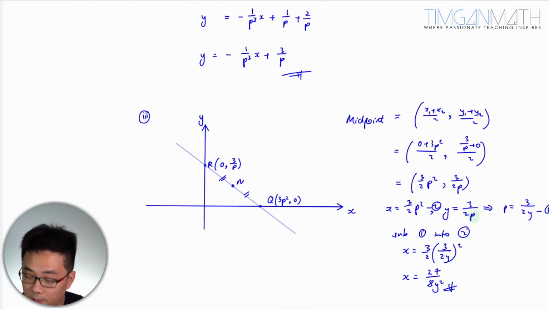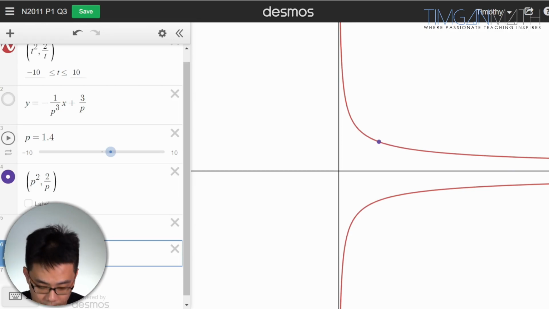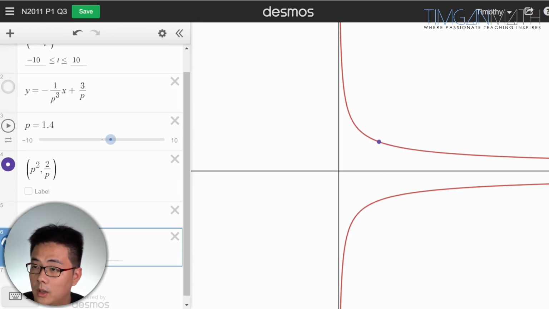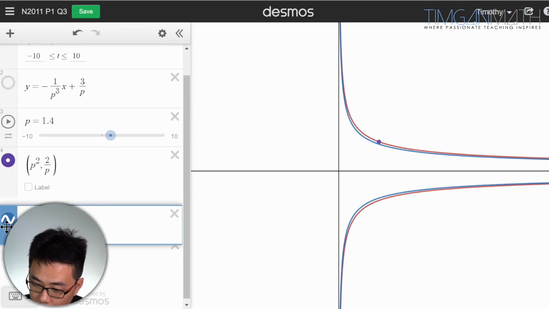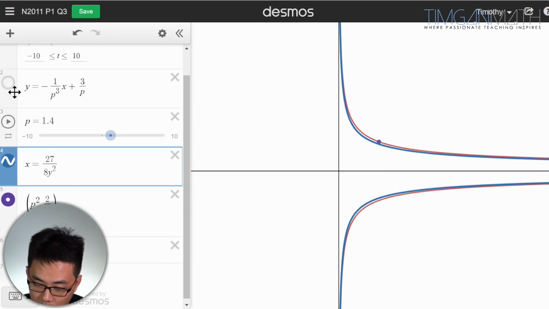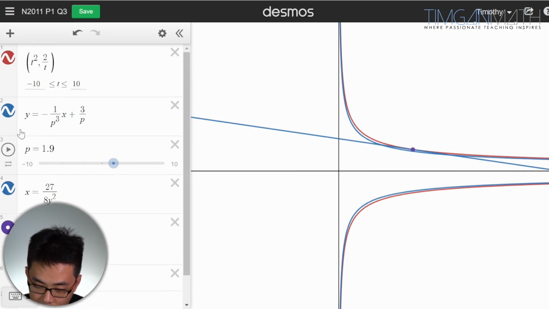So what does this mean? It means that if you were to plot this equation, let me show you. Do they want it in terms of y? So this is the Cartesian equation. If we were to plot this in, 27 over 8, y squared, it will essentially be the midpoint where they meet. Let me show you.